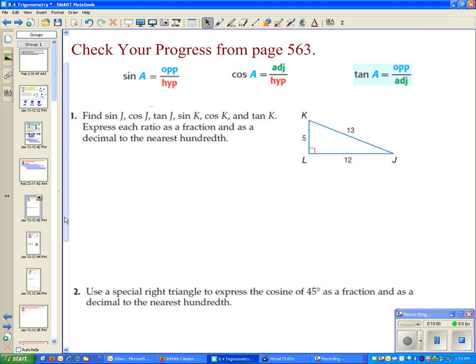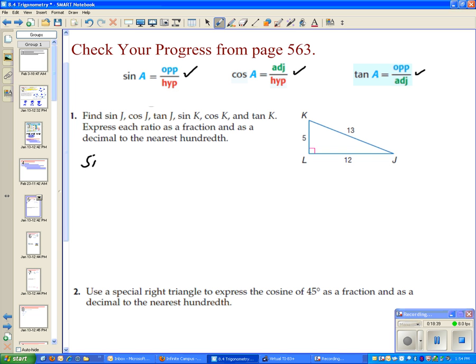But this problem here, number 1, is from the Check Your Progress on page 563. And I've copied down what we need to know. We need those definitions, okay? And they are definitions. The reason sine equals opposite over hypotenuse is because we say so. It's a definition, okay? So number 1, we want to find the sine of J, the cosine of J, the tangent of J, the sine of K, the cosine of K, and the tangent of K. We're going to express each of these ratios as a fraction, and if you want to change them to a decimal on your calculator, you can. Top divided by bottom. I'm not going to bother with that. We'll be doing some decimals later on.